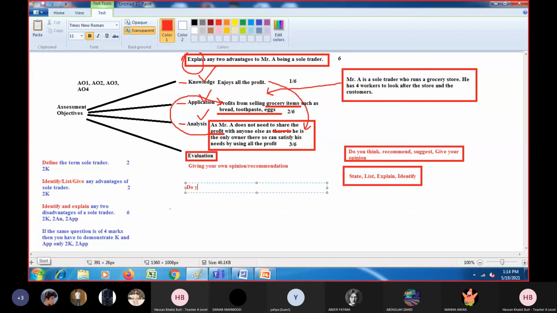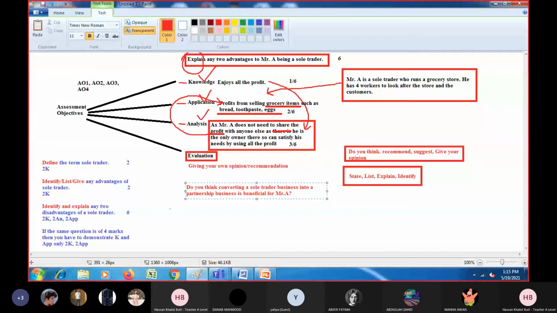Now, let me write a question which actually demands evaluation. Do you think converting a sole trader business into a partnership business is beneficial for Mr. A? I'm using the same context, right? Mr. A, the same context.